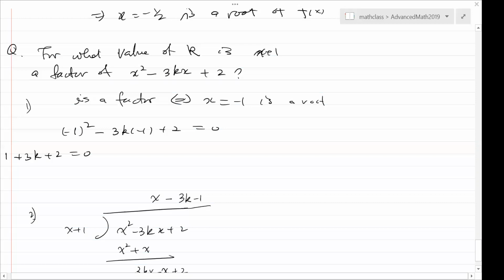So this is the remainder. This is supposed to be 0. Then clearly k equals -1 again. So it's the same result, but a little bit complicated. Okay. All right.